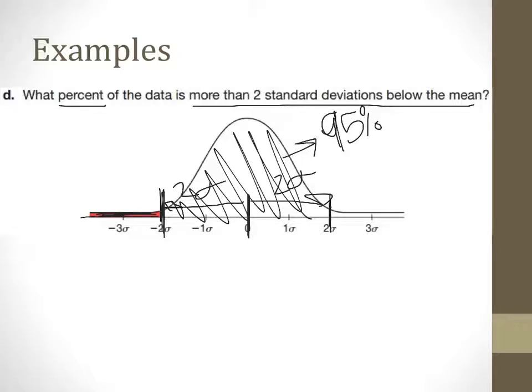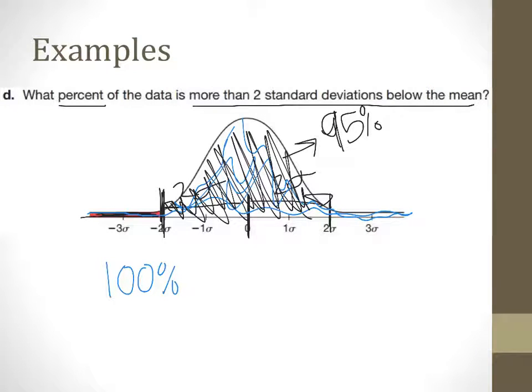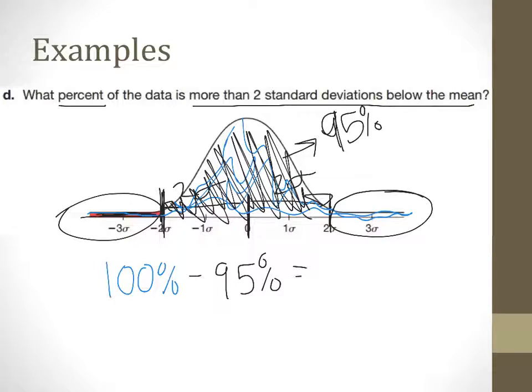And so if you remember, 100% of my data is located underneath my curve, so all of this, everything under the curve, is 100%. If this black area is 95, then in these tails over here and over here, I must have 100% minus 95%, meaning that there should be 5% located in these two combined tails.